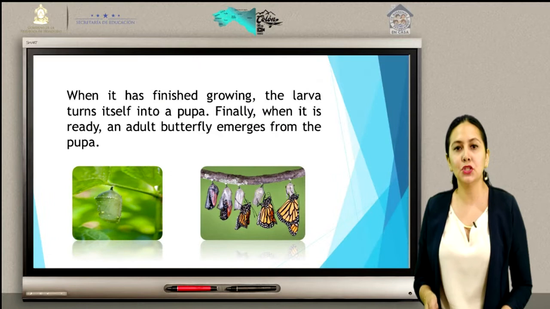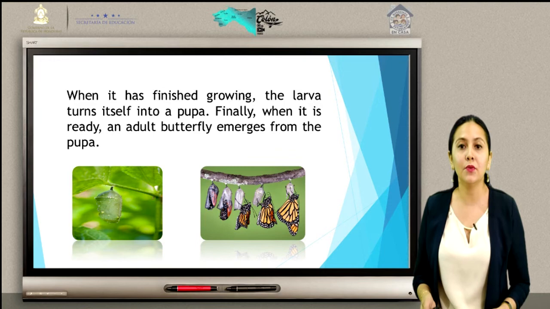When it has finished growing, the larva turns itself into a pupa. Finally, when it is ready, an adult butterfly emerges from the pupa.